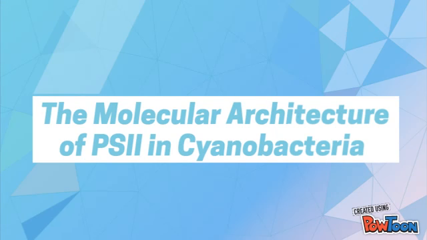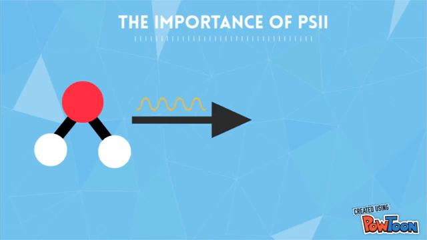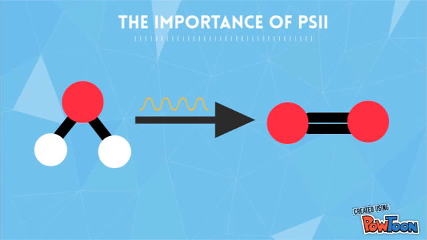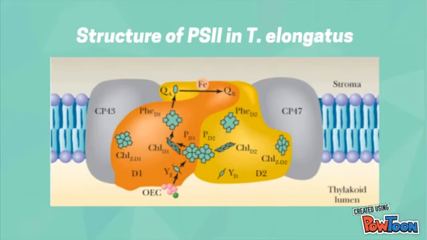Now we'll look at the molecular architecture of PS2 in a cyanobacterium. PS2 is important because it accomplishes the light-driven formation of oxygen from water. This is the structure of PS2 in T. elongatus. Some of the important things to note are P680 in the middle, which is responsible for light harvesting, the 2 tyrosine residues designated Y, the OEC, and the iron atom coordinating the quinones.